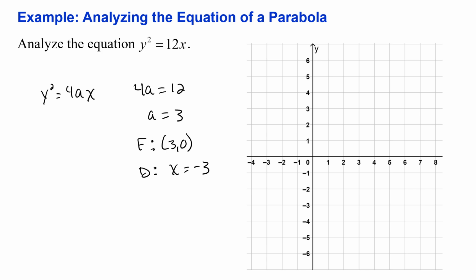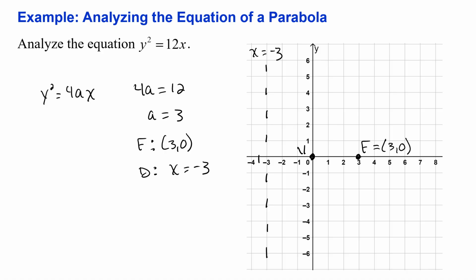So using a rectangular plane with x-axis from -4 to 8 and y-axis from -6 to 6, let's plot the vertex at the origin, the focus at the point (3, 0), and the directrix being the vertical line x equals -3.